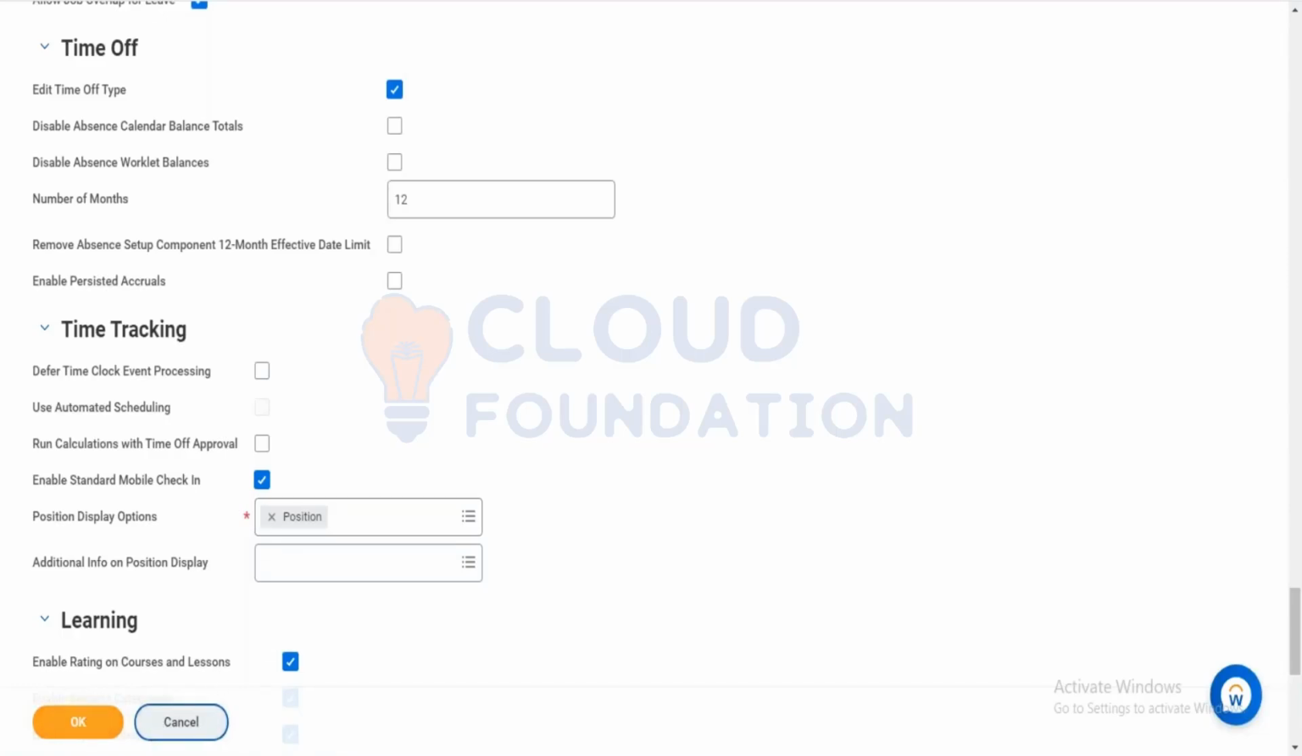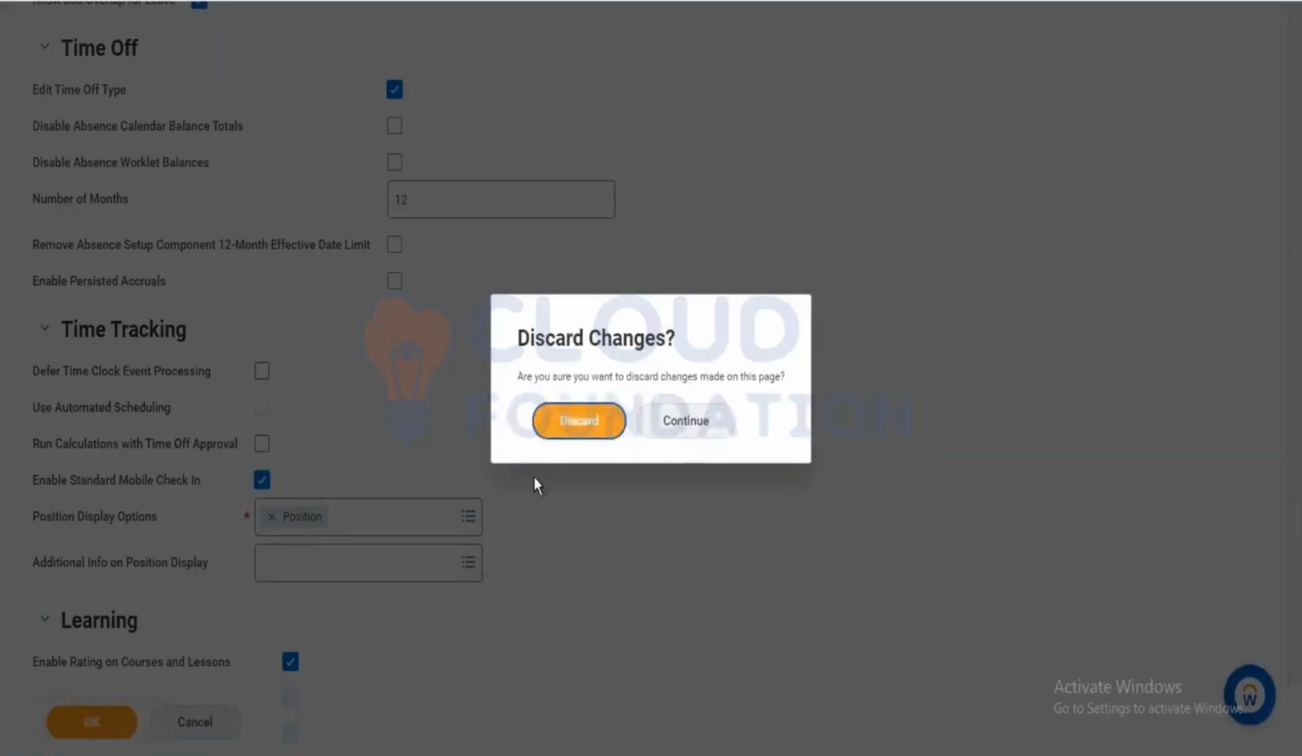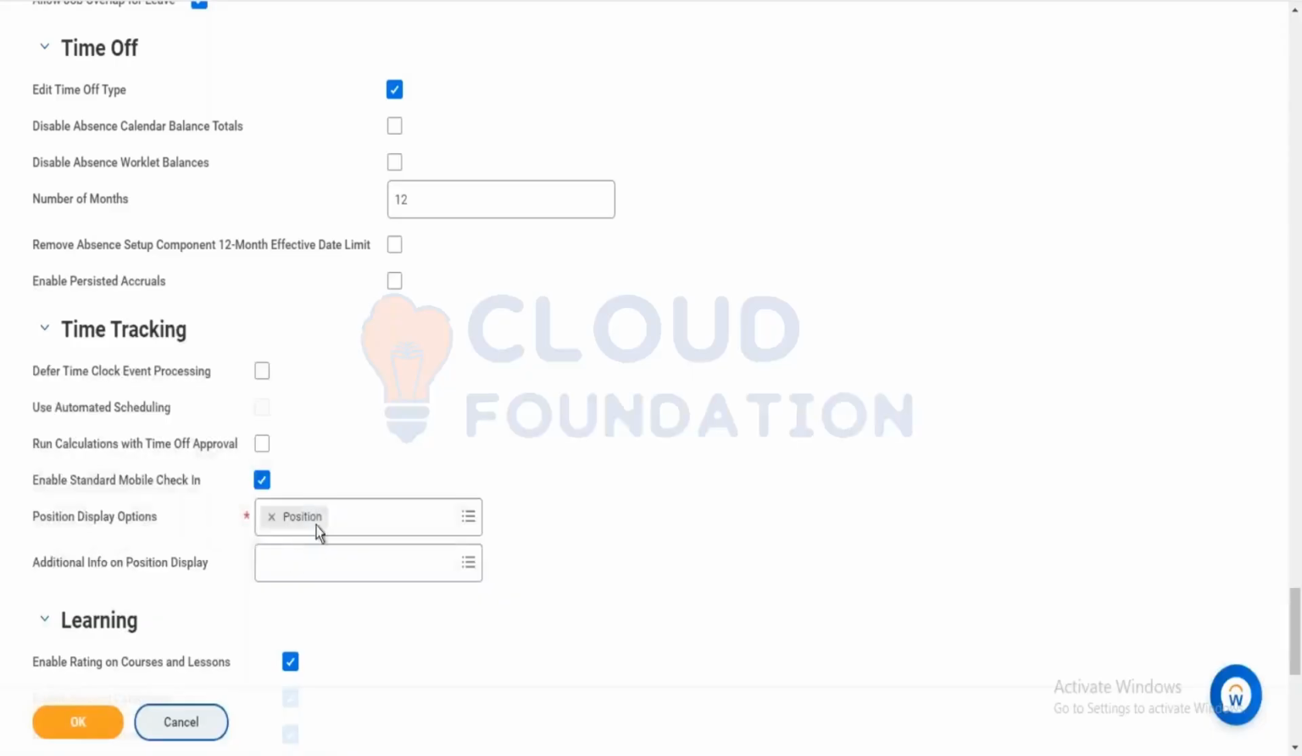Now let's understand the concept. Why do we have position display options under the time tracking? A position display option means which position is displayed.